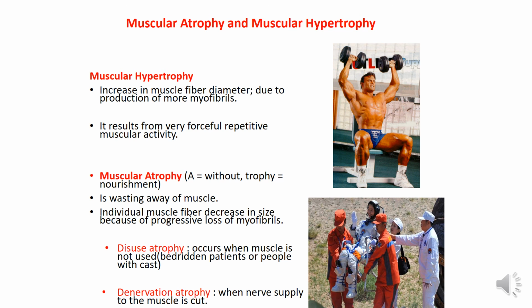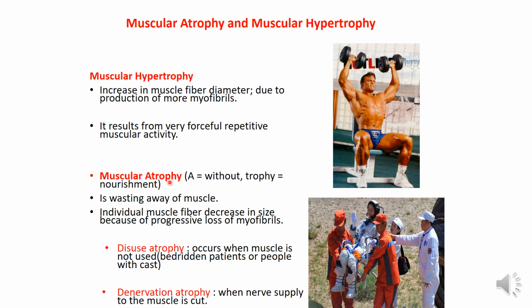Muscular atrophy and muscular hypertrophy. Muscle hypertrophy is an increase in the muscle fiber diameter due to production of more myofibrils. The protein synthesis inside the muscle is going to be increased, and this will form more myofibrils inside the muscle. Increased formation of myofibrils will increase the muscle fiber diameter. So carrying weights for a long time, or forceful repetitive muscular activity like lifting weights, is going to increase the diameter of the muscle fiber and produce more myofibrils.